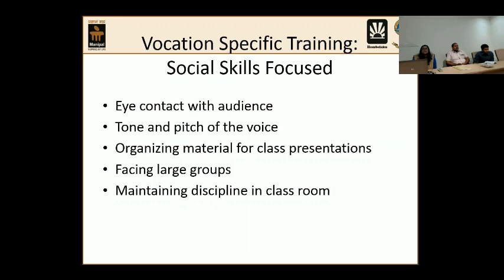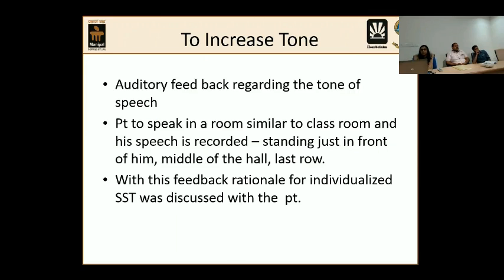So to increase the volume and tone of his speech, what we did was we looked at giving him auditory feedback. In a big hall, he had to speak, and the therapist would record his speech at 3 space points near to him, in the middle row and the last row. And then this feedback was played back to him and we said that, see, this is why we think we have to focus on increasing your voice levels.